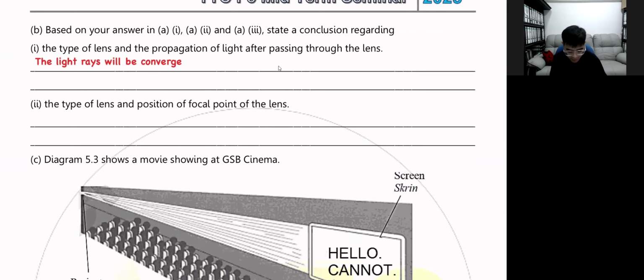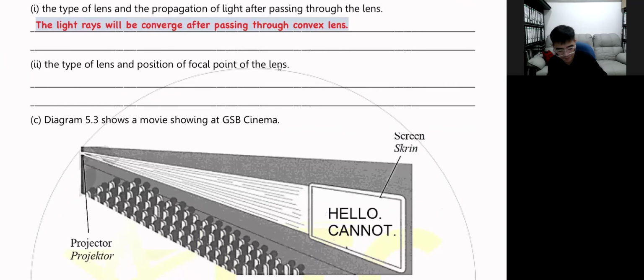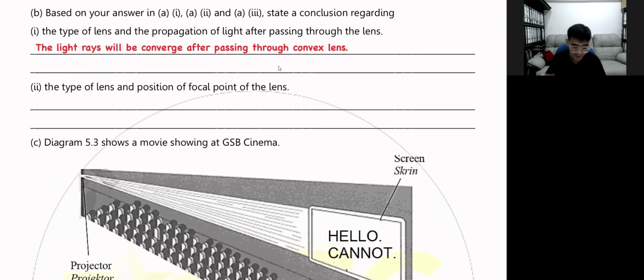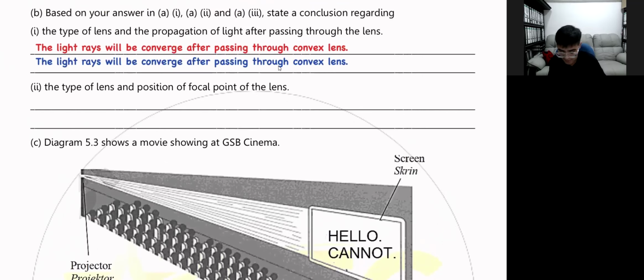The light rays will be converged after passing through convex lens, because they want you to relate them together and make a conclusion. When light rays pass through convex lens, what happens? The light rays will converge. The answer is almost like the one we wrote just now, but just now you only wrote that the light rays converge or diverge, and you never mentioned why, because they pass through what type of lens. So this one, instead of writing converge, you change it to diverge, after passing through concave lens.